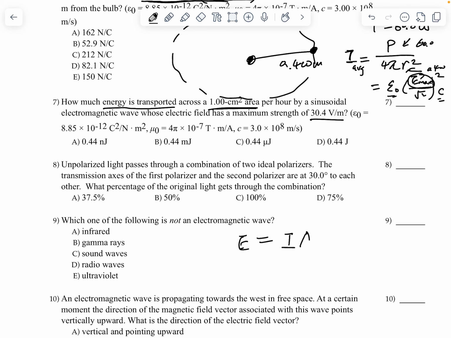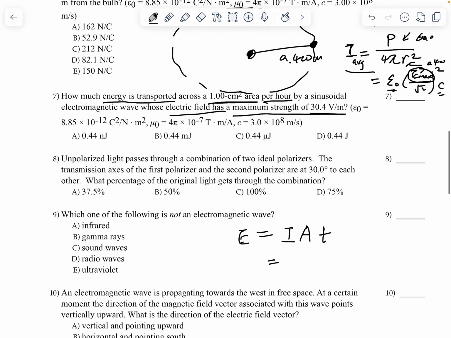intensity times area, and then times time, an hour. There you go, everything's in place. So what's the intensity? If you know the maximum strength of the electric field, we use the same equation. Intensity here is epsilon naught, E maximum divided by square root 2, squared, times C. That's the intensity, and then you talk about area.